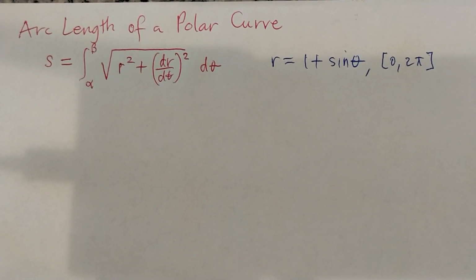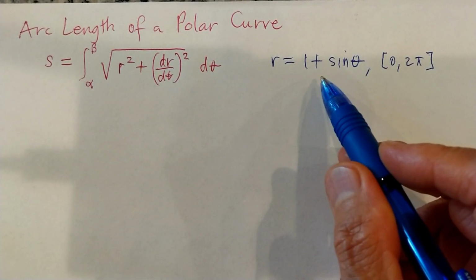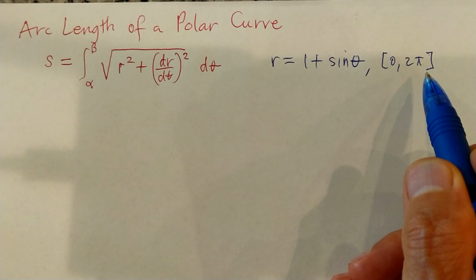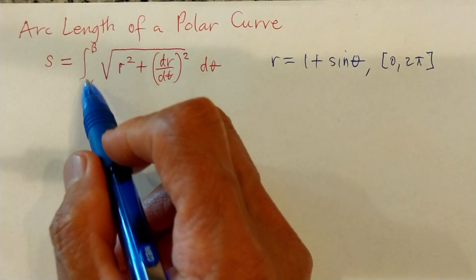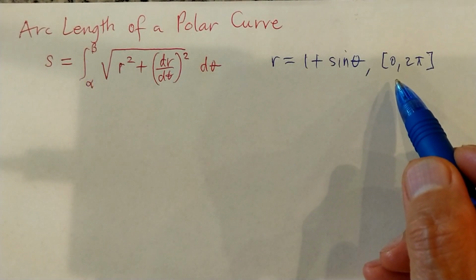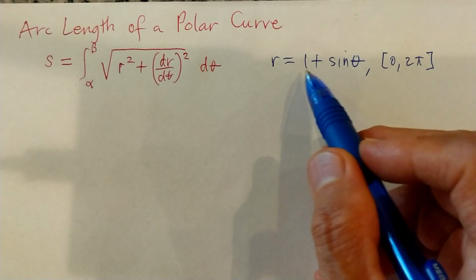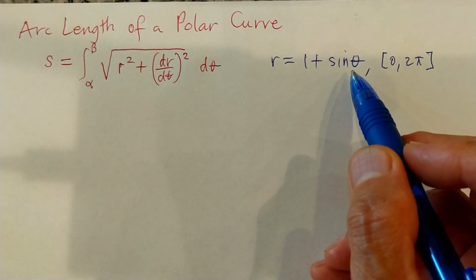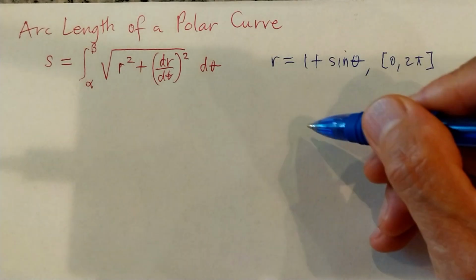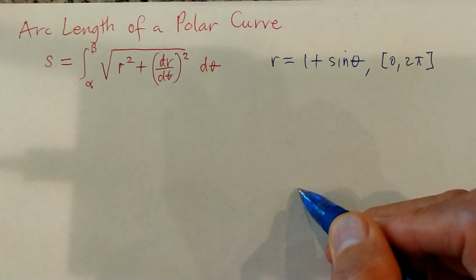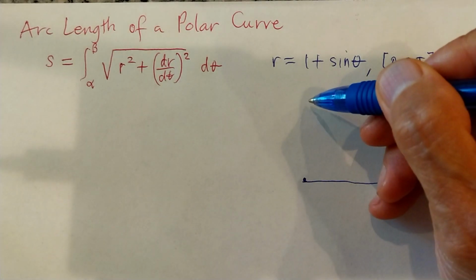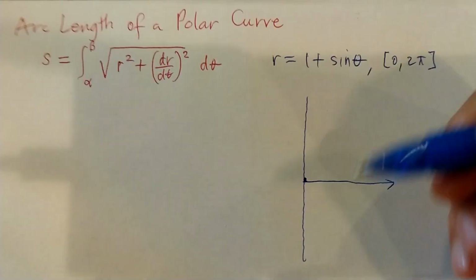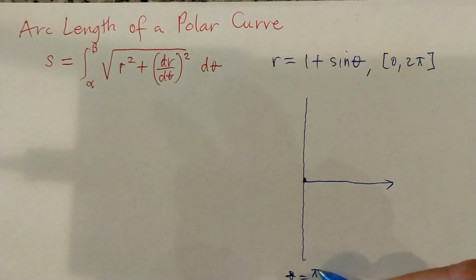This problem asks for the arc length of a polar curve given by r equals 1 plus sine theta from 0 to 2 pi. Before we can use the formula, we need to find the limits of the integration. So let's graph 1 plus sine theta. Because this is a curve involving sine, it must be symmetric with respect to the line theta equals pi over 2. If this is my pole and this is my polar axis, it is symmetric with respect to the line theta equals pi over 2.